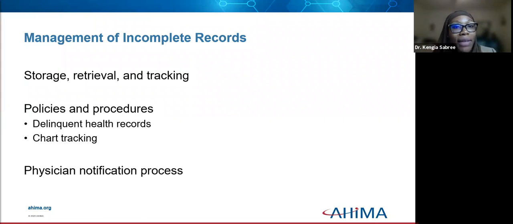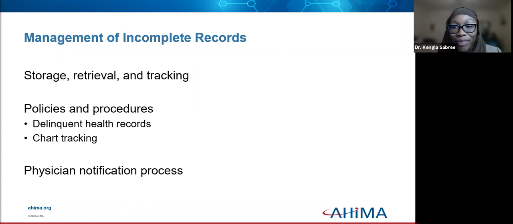So, management of incomplete records. With the hybrid health record system, the paper-based portion of the record may be scanned at discharge into the HIS, and providers are allowed to electronically authenticate them, right? CMS, other accrediting bodies, and state licensure standards require that the health record be completed in a timely manner.